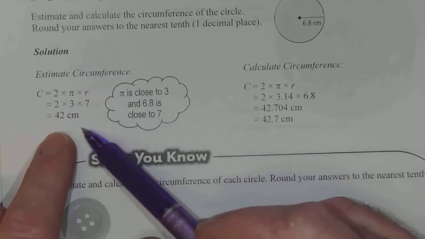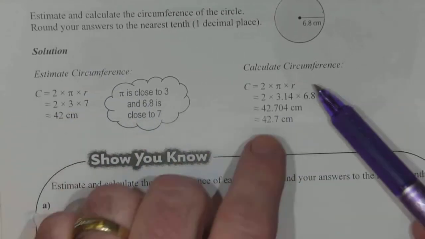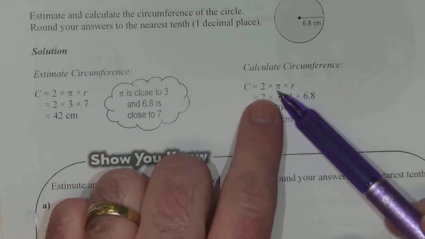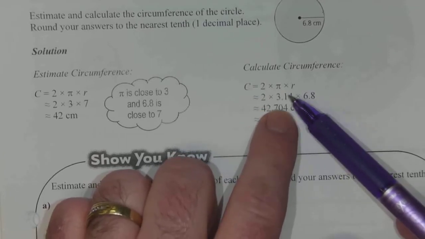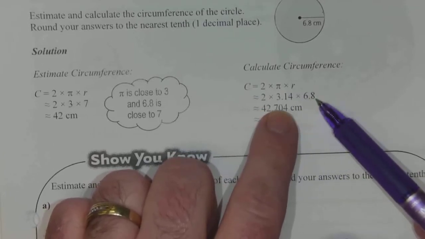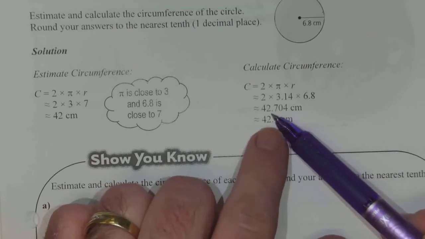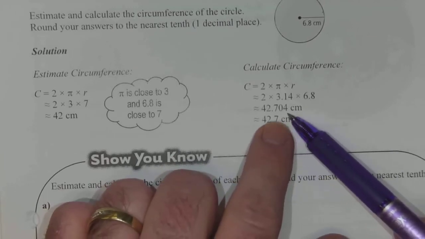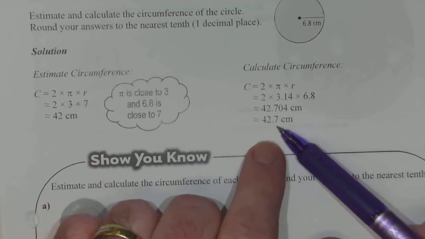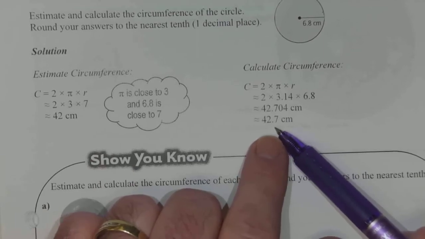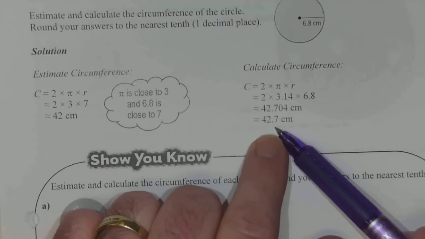That's our estimation. For the calculation, 2 times pi, so 2 times 3.14, times radius, so we'll use the 6.8 here. We'll get 42.704 on your calculator, but we want 1 decimal place, so we're looking at 42.7 centimeters. So, be aware of what numbers have been given to you, and use the most appropriate formula, whether it's pi times d or pi times 2 times r.